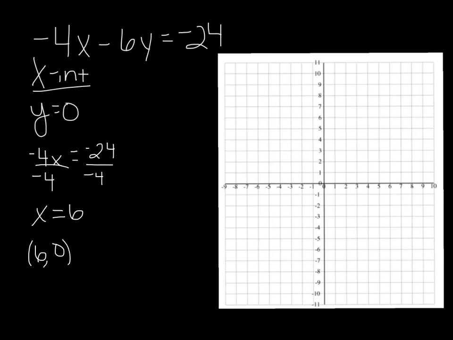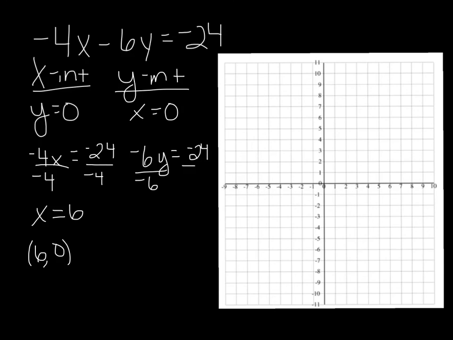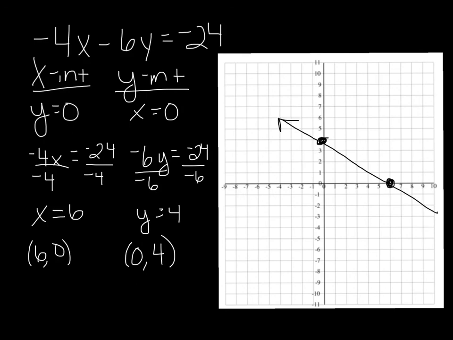All right, y-intercept. x is going to equal 0, which means we're left with negative 6y equals negative 24. Divide by negative 6. So y will equal positive 4. Your y-intercept then is going to be 0, comma, positive 4. So when we go to graph that, we're going to have a dot at 4 on the y-axis and 6 on the x-axis. Connect your two dots, and there is your graph.